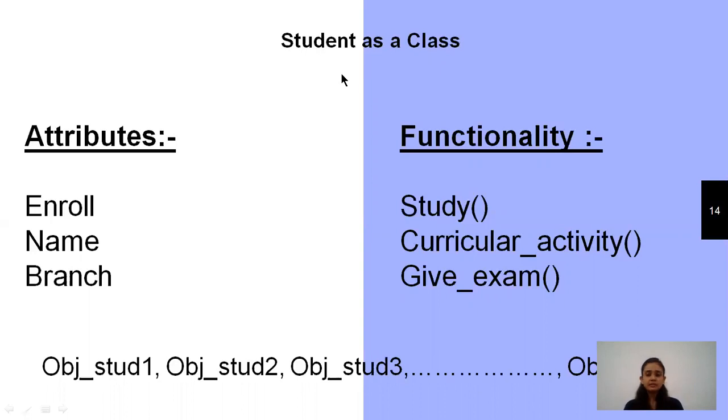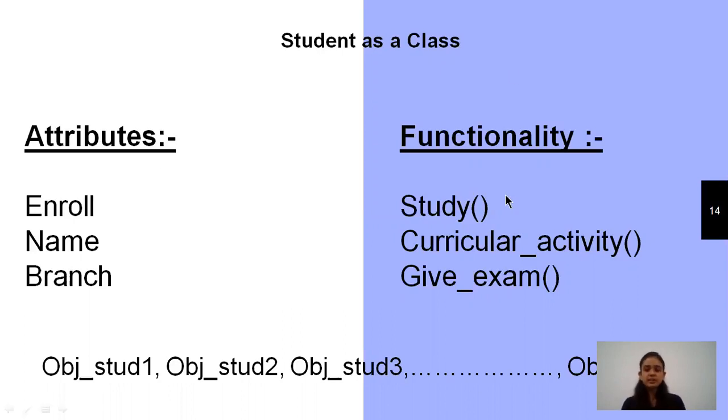So suppose I am creating the student as a class, then what kind of details will be there in the student class? A student can have its own enrollment number. Every individual student has its own name and the branch in which they are studying. So these are the different variables I can say. A student will save some value in the enrollment number variable, in the name variable also, and in the branch variable also.